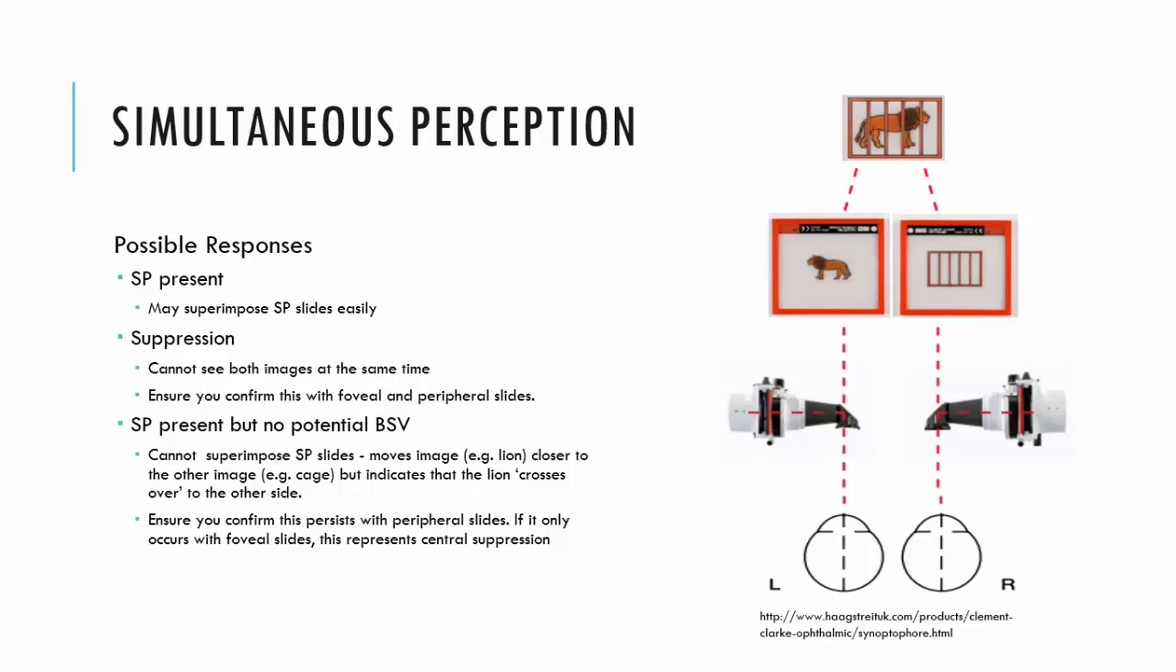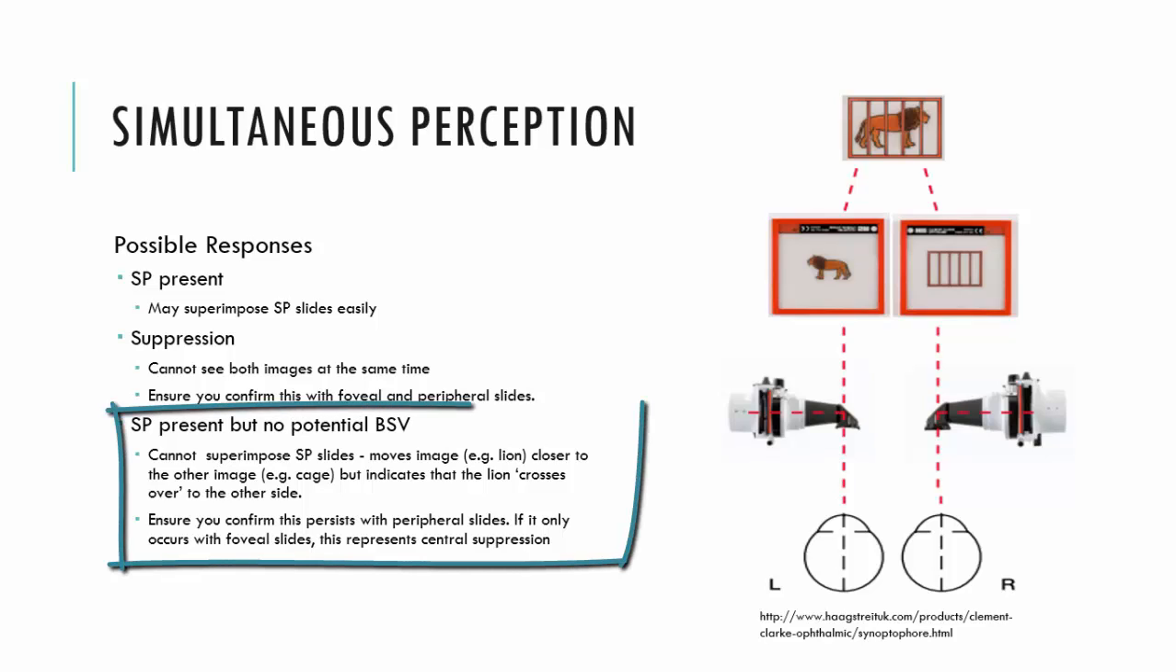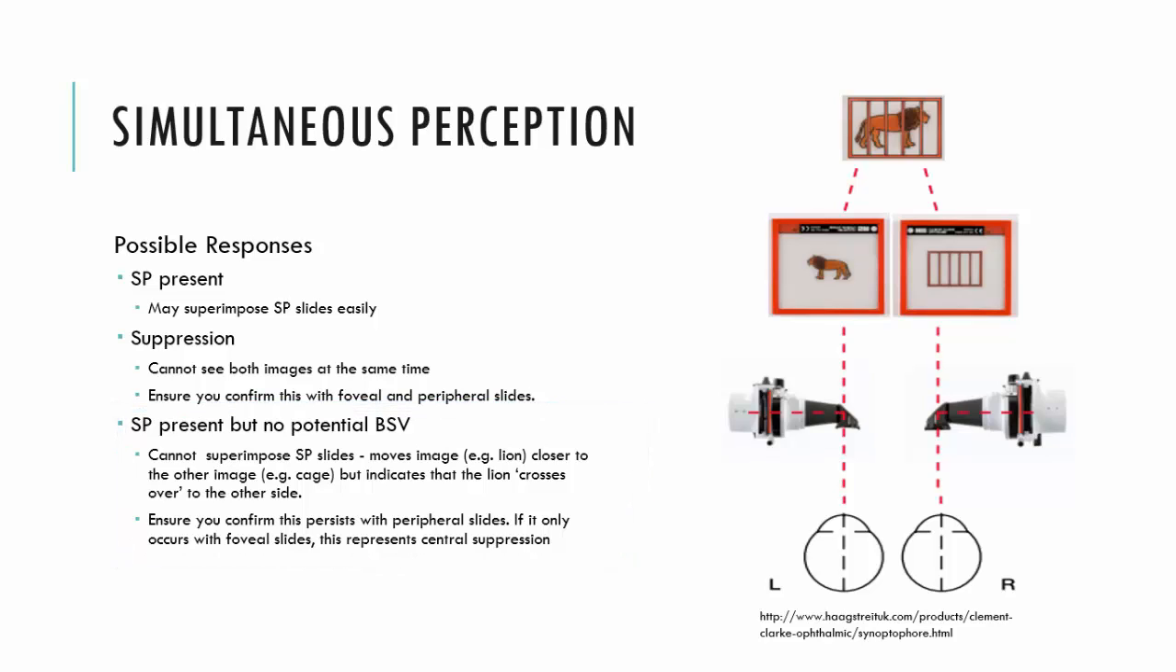Okay, there is one other possibility as well, that the patient does have simultaneous perception. They can see the line and the cage at all times, but they cannot put the line in the cage. So as an example, let's say we have a patient with a right esotropia, and when you put the slides in, they see both the line and the cage. And you then ask the patient to move the line, which is in front of the right eye, until they have the line in the cage.